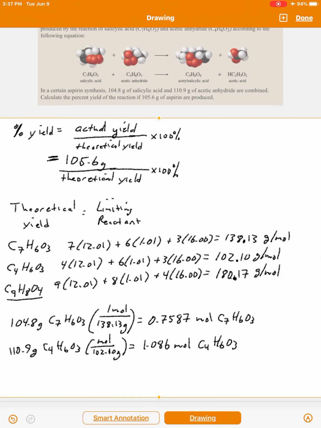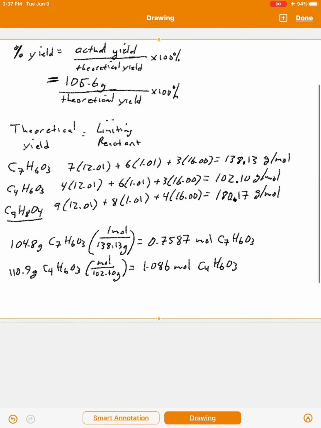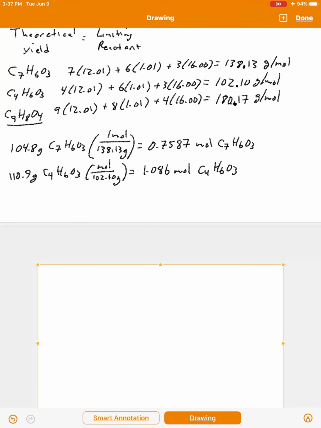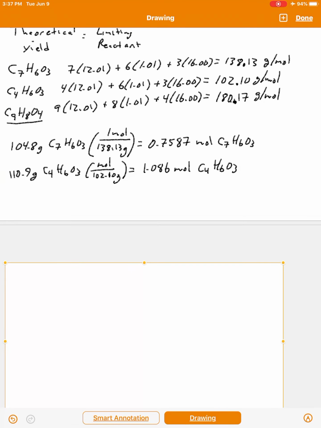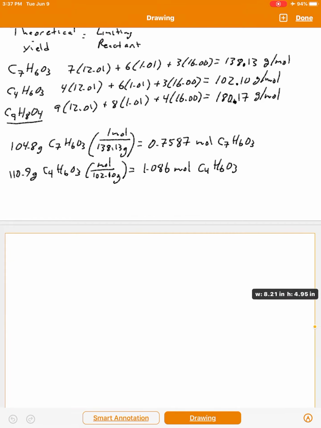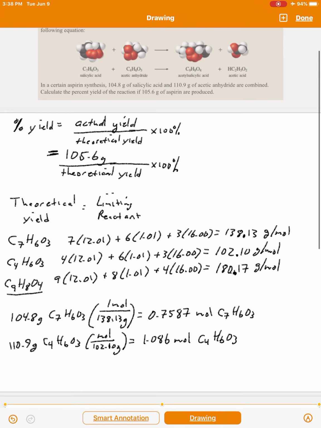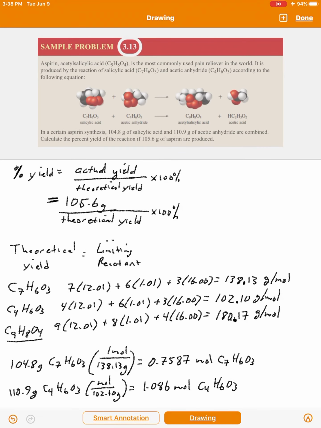Now here's what happens. Since the stoichiometry is 1-to-1 to 1-to-1, everything's a 1, it actually makes the calculation quite a bit easier. Whatever is the smaller number of moles is the answer to the amount that will actually be produced. So here's what I'm going to do. I'm going to show this to you here. If you have this many moles of the salicylic acid, it's more expensive than acetic anhydride, so that's the reason that it's the limiting reactant. Take a look at the equation.